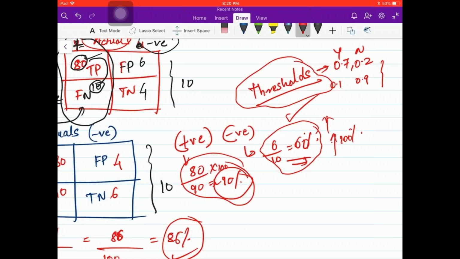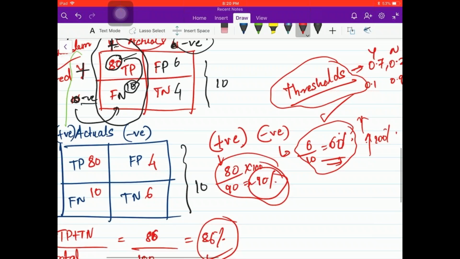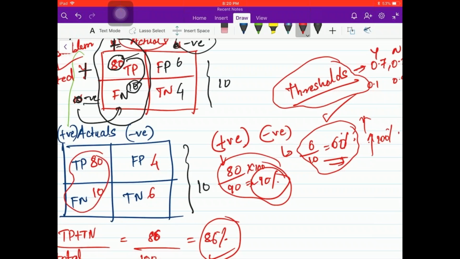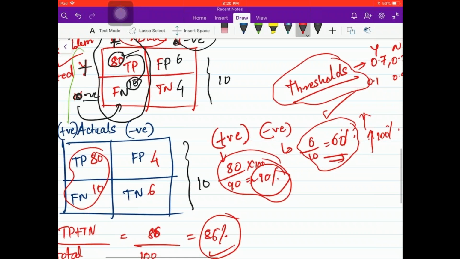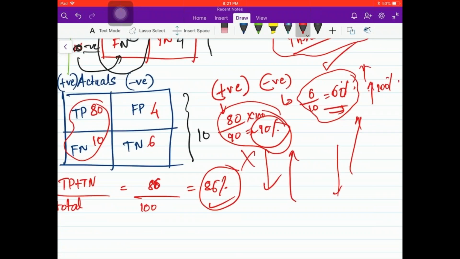But the interesting part is, if you try to manipulate this, this part will go haywire. I mean, the positive accuracy will go down drastically. If you try to increase this, you'll lose this. If you try to increase this, you'll lose this. Okay, I think there's a lag. Sorry.